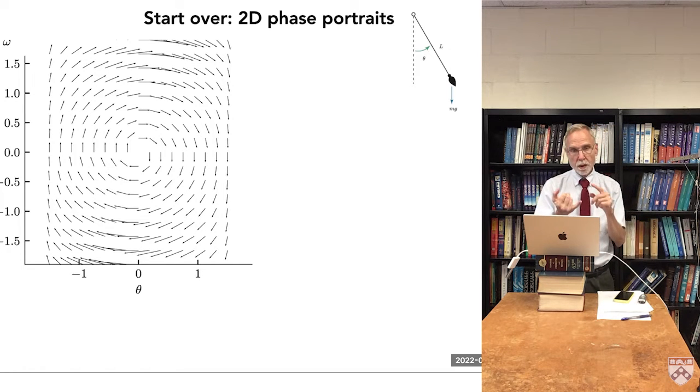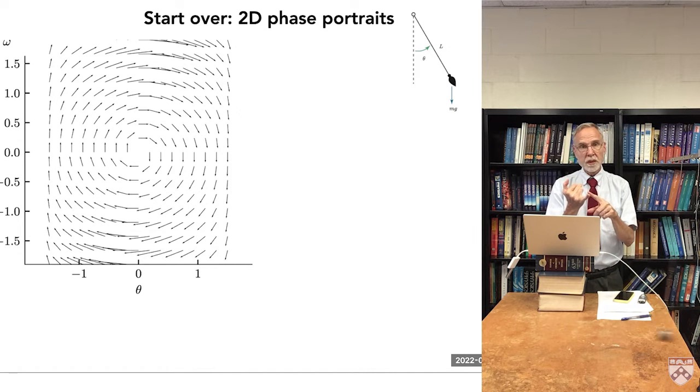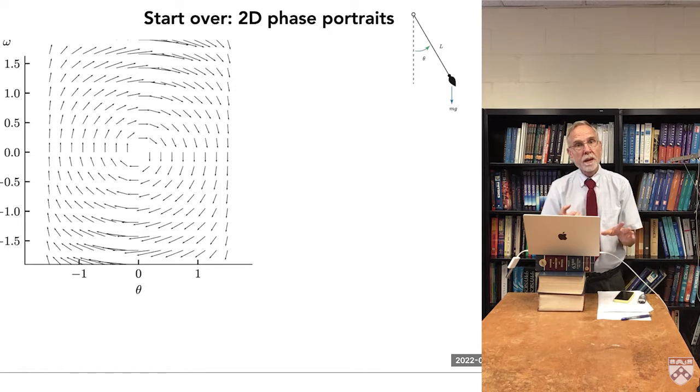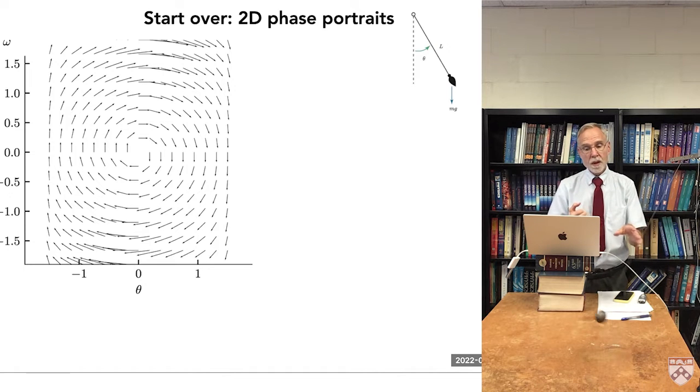I have to tell you where is the bob at the moment we're talking about, and how fast is it moving. So there's a whole two-dimensional plane of initial conditions for this thing. Any point on this plane, one axis is where, and the other axis is how fast. Once I tell you those two things, then I drew a little arrow on the plane.